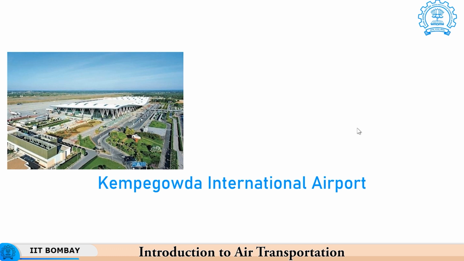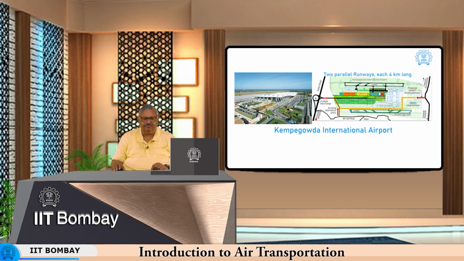Another interesting airport, which is the third busiest airport in the country after Delhi and Mumbai, is the Kempegowda International Airport, which serves the city of Bengaluru and the nearby areas. This airport has two parallel runways, each of which is 4 kilometers long. So, you can see this is one runway and this is the other runway, and then you have these taxiways.